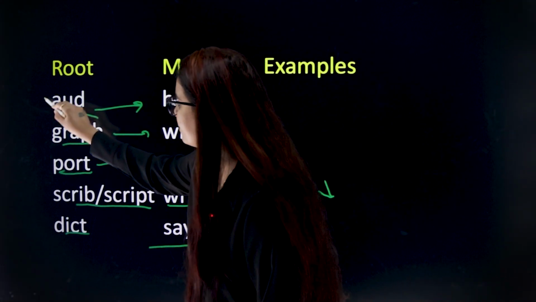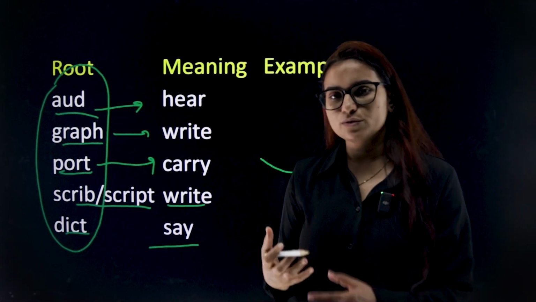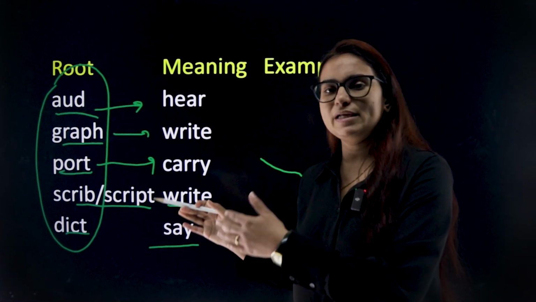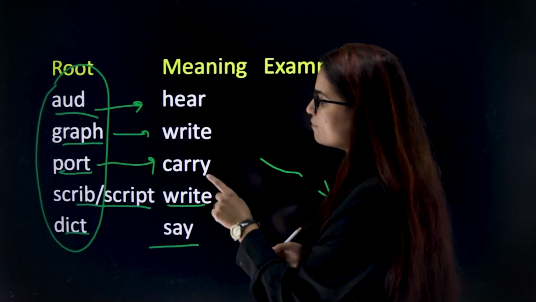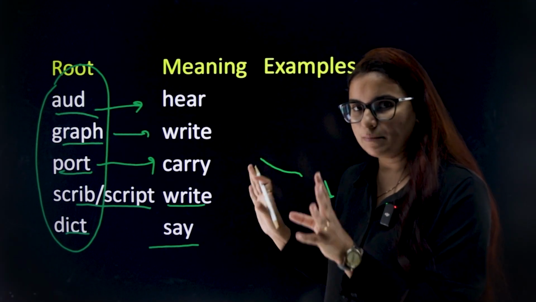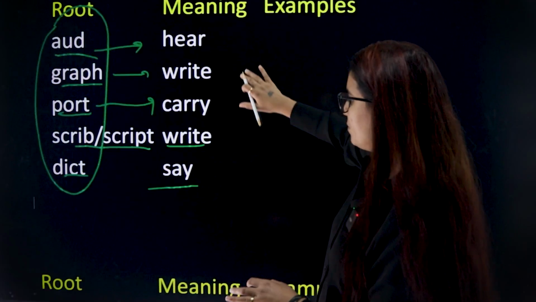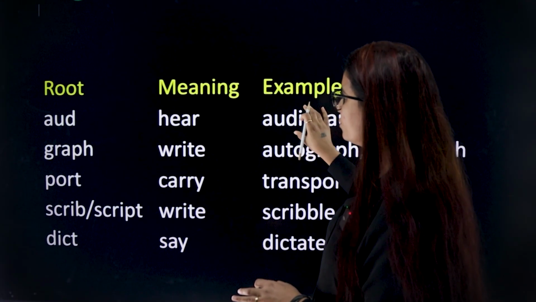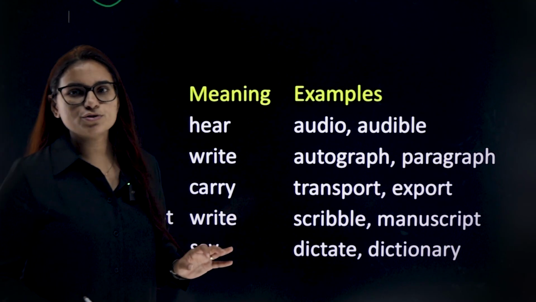Now, these words have their origin from Latin, and that's why we have to understand the root first in order to understand the meaning of these words in the English language. So we have aud, graph, port, scrib, and dict. I'm guessing you might be getting pretty comfortable with their meanings. Now, let me show you a couple of examples. Is it visible to you?